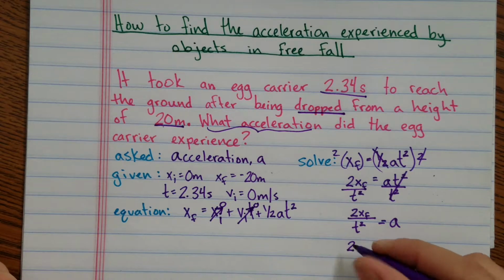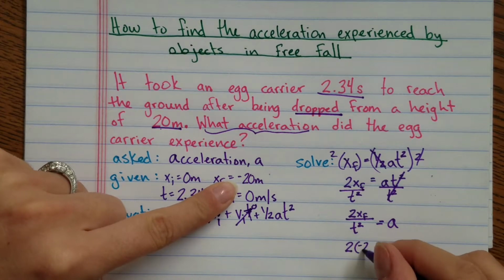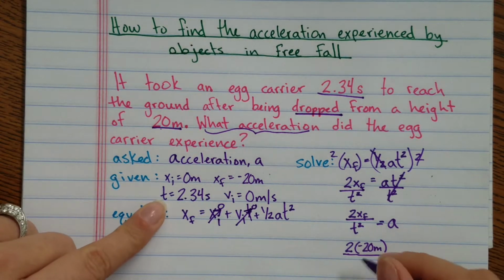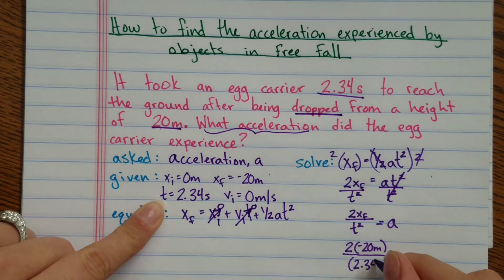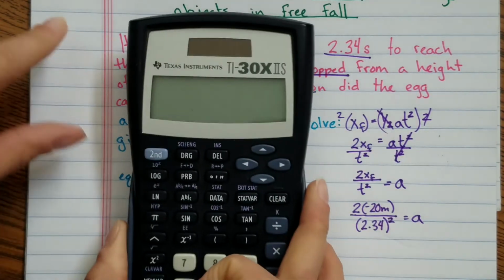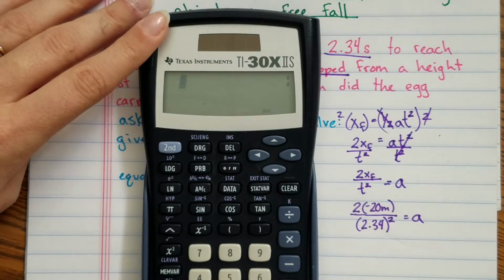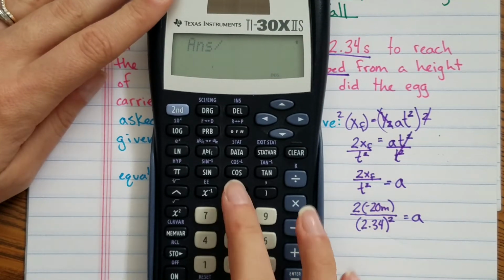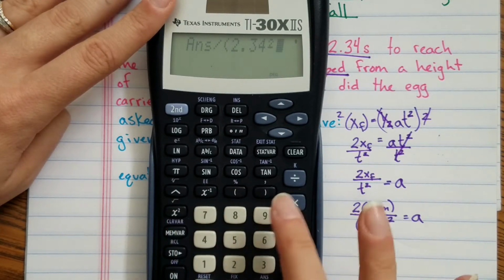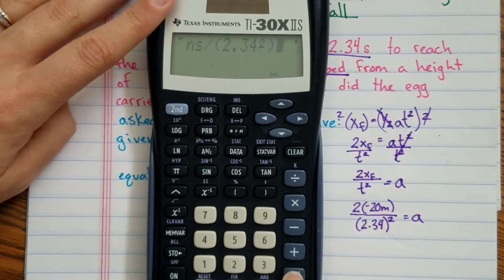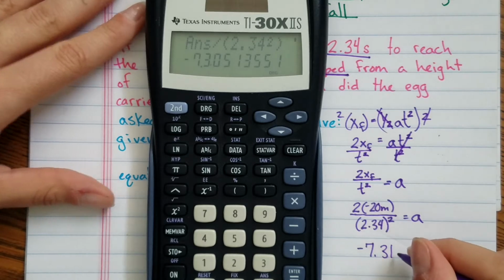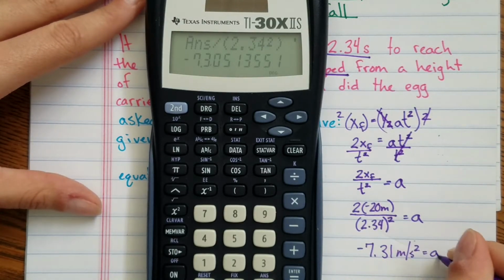So it's 2 times the final position, which is negative 20, because we ended lower than we started, divided by t squared. t is 2.34 squared, and that's going to equal my acceleration. So I'm going to plug this in on the calculator. We know 2 times negative 20 should give us negative 40, and it does, divided by 2.34 squared. And that's going to give me a negative 7.31 meters per second squared as the acceleration.